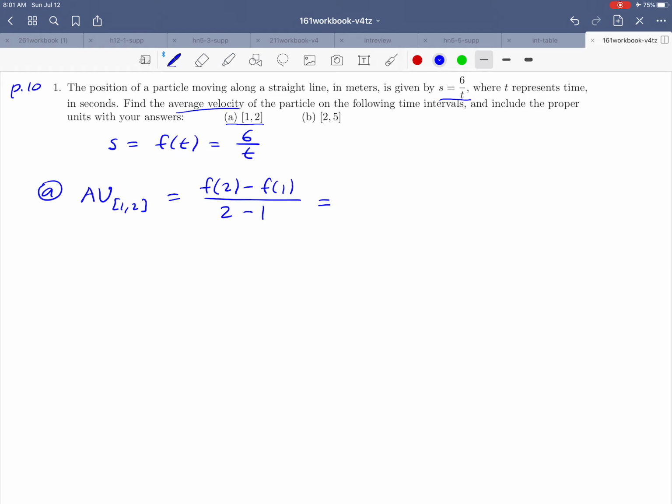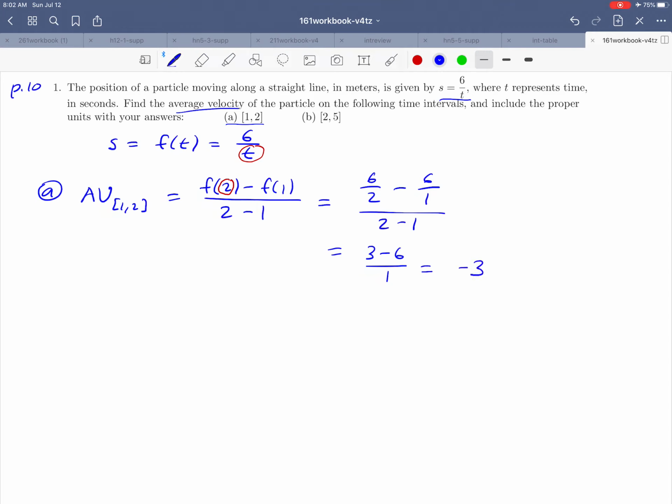Okay, and to actually do the calculation, we need to think about the function that we're given. So for example, f of 2, that's asking us to take the time value 2 and substitute it into our function. So we're going to get 6 over 2 for that. Okay, and then similarly, f of 1 is going to be 6 over 1. We'll divide that by 2 minus 1, and see what we get. So let's see, 6 over 2 is 3 minus 6. Okay, and 2 minus 1 is 1. So we're going to wind up with an answer of, it looks like, negative 3 here.